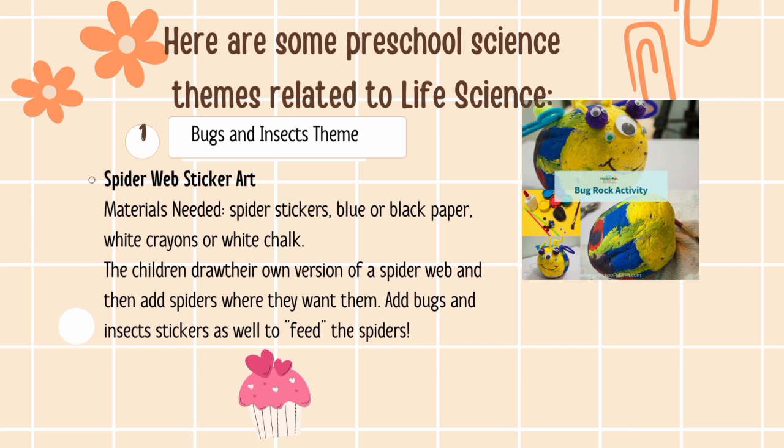Bugs and insects theme. Example: spider web sticker art. Materials needed: spider stickers, blue or black paper, white crayons or white chalk. The children draw their own version of a spider web and then add spiders where they want them. Add bugs and insects stickers as well to fill the web.